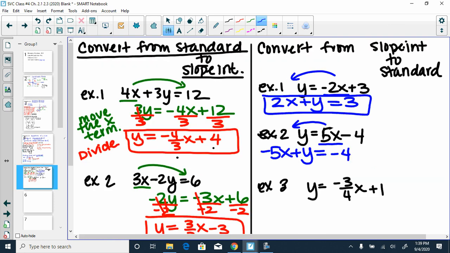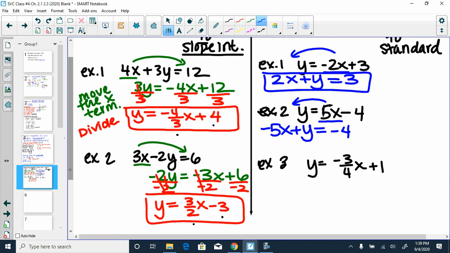Okay, so going over here, then what do I do with this negative 5 if it's stuck being negative? Simple step, you can multiply the entire equation by negative 1. And if you do that, you end up with 5x minus y equals 4. Don't forget to multiply every single term along the line.